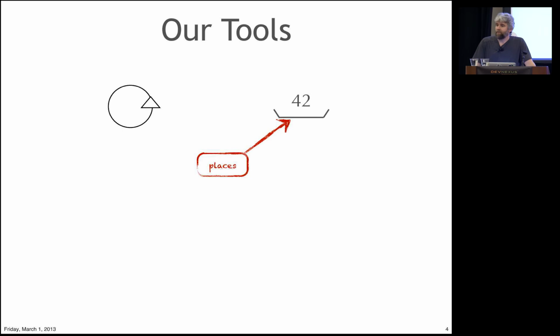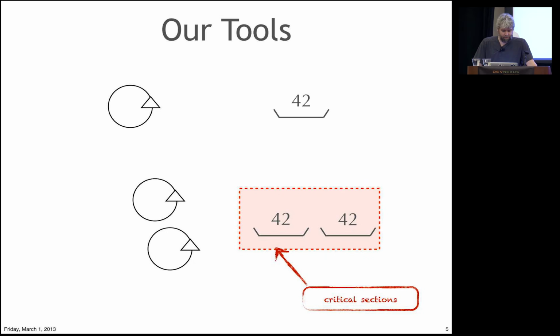Now, that's great. These two things give us the tools we need to make a bunch of stuff happen all at once. I can start a bunch of flows of control, and they can bang away at places. The problem is, what happens when we have multiple threads in multiple places?